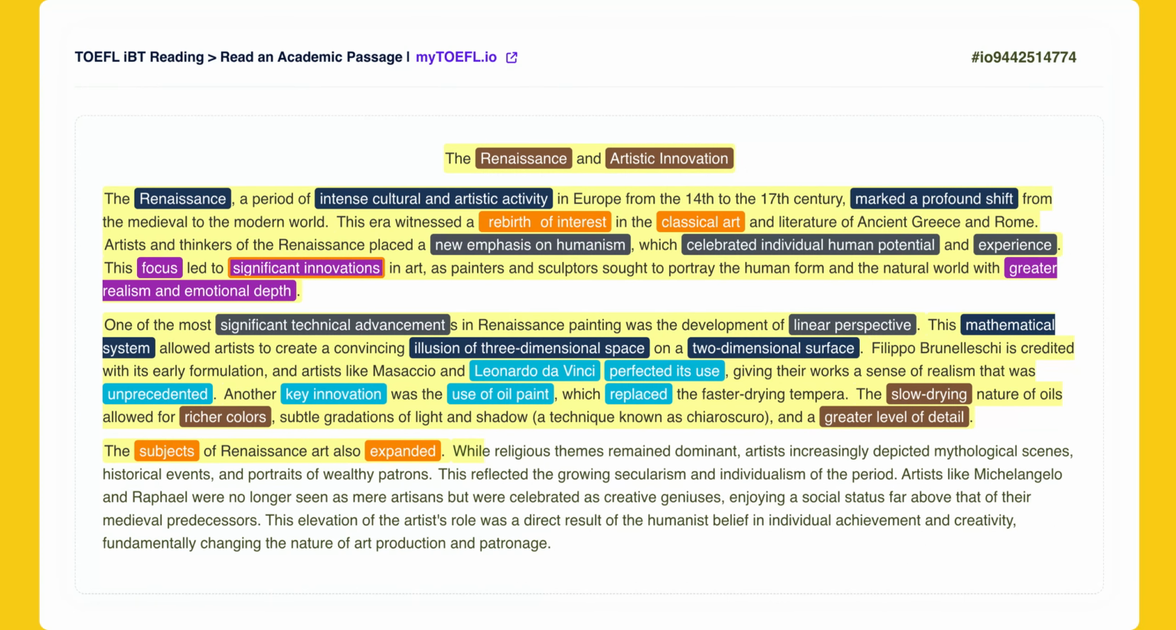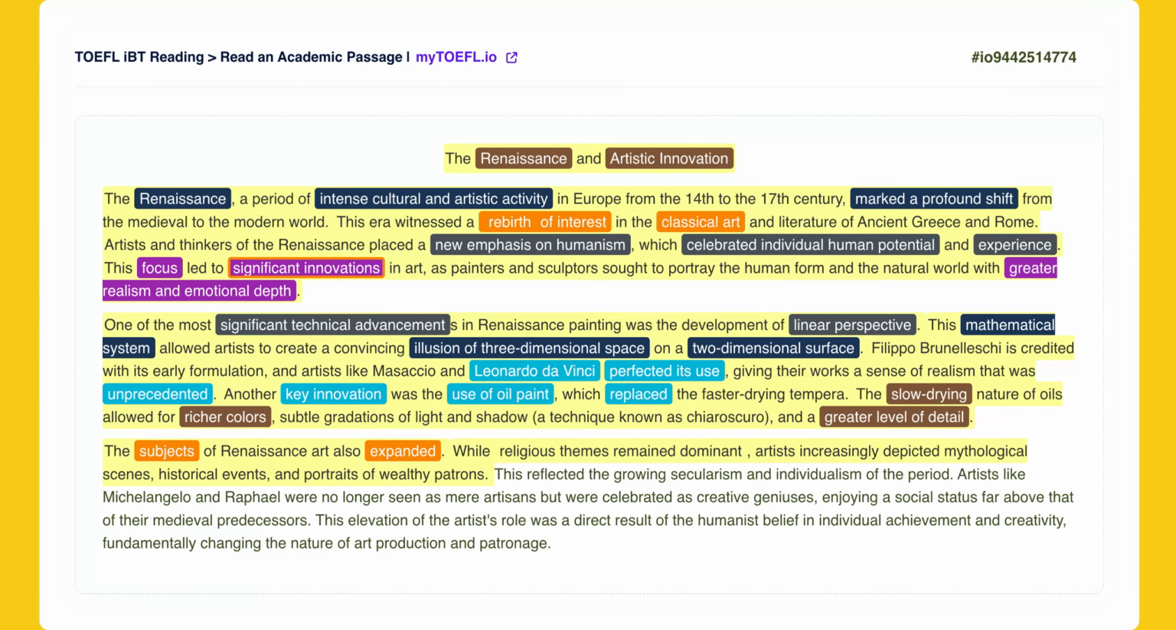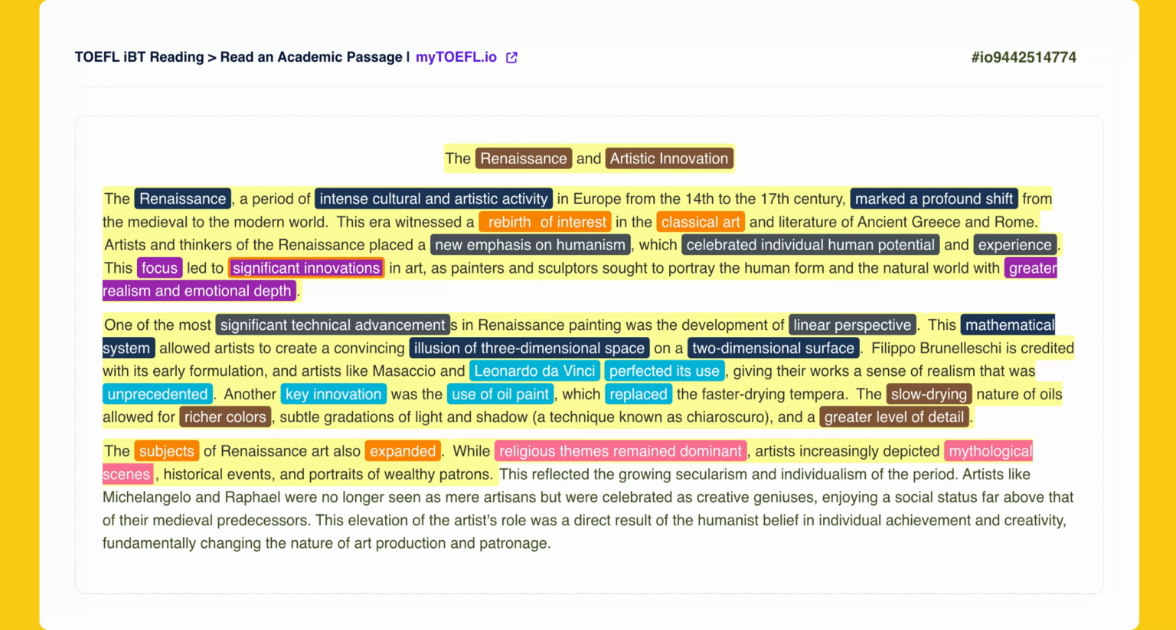While religious themes remained dominant, artists increasingly depicted mythological scenes, historical events, and portraits of wealthy patrons. We see the diversity here. Even though religious themes remain dominant, we now see mythological scenes and portraits of wealthy patrons. This tells us that the focus of art was moving beyond just the church.